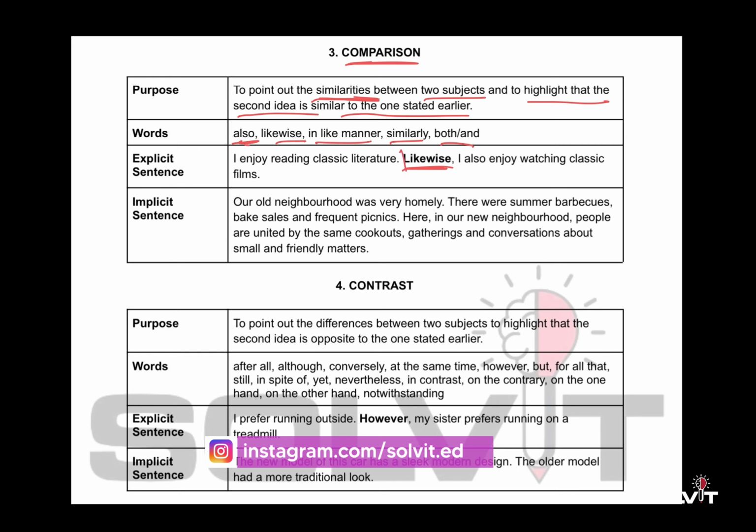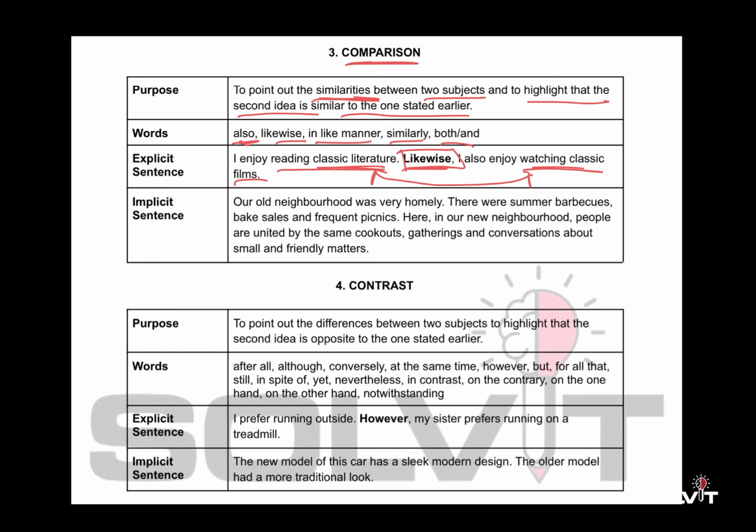Now, because of the word likewise, it's very obvious that this, watching classic films and reading classic literature, these two things are being compared. Okay. What is the similarity between these two? That they're both classic, and the writer, whoever is writing the sentence, enjoys both of them. Okay, so we know that the relationship between both of them is that of comparison.